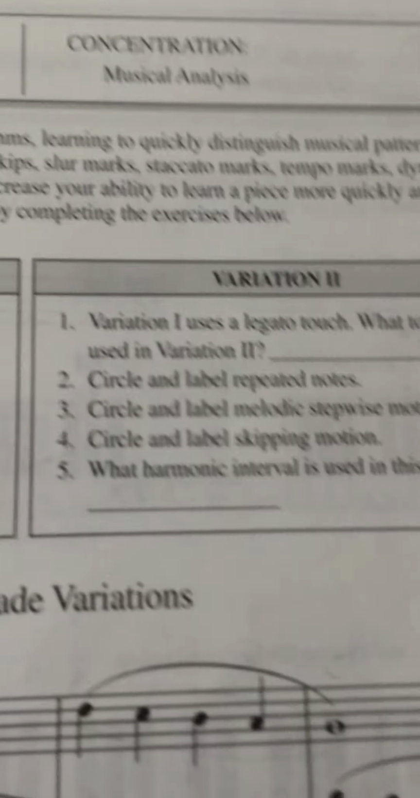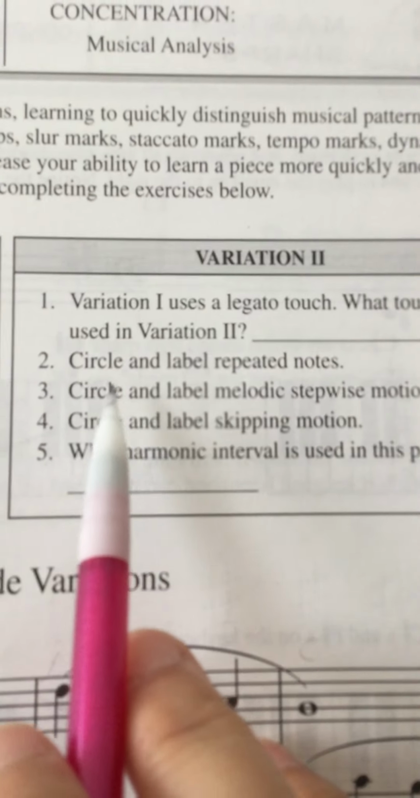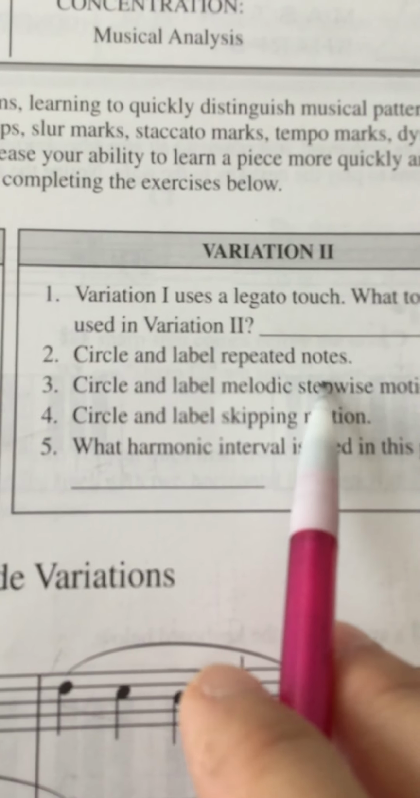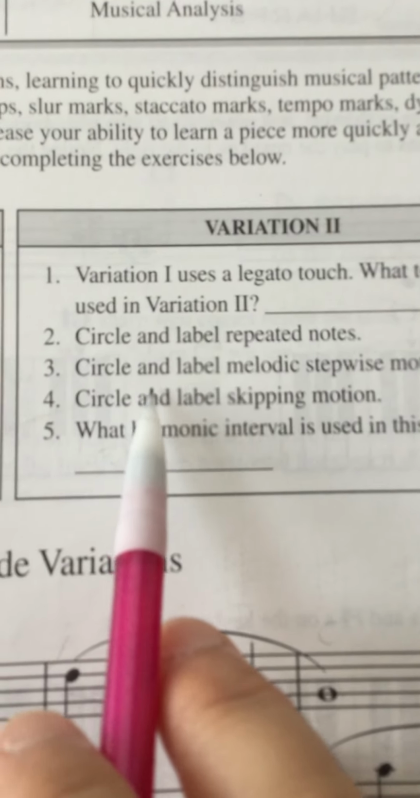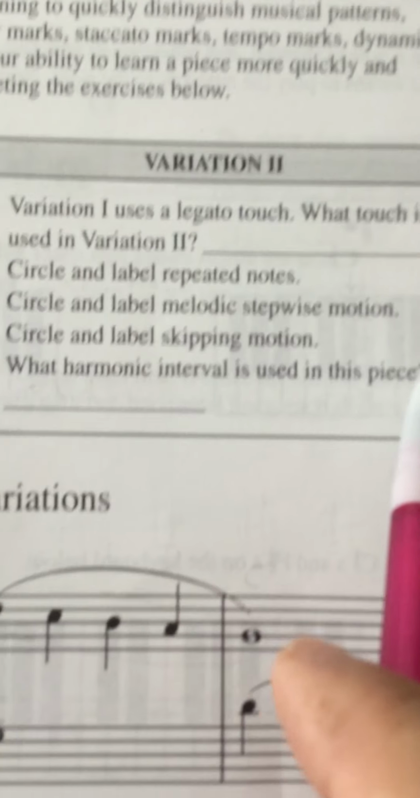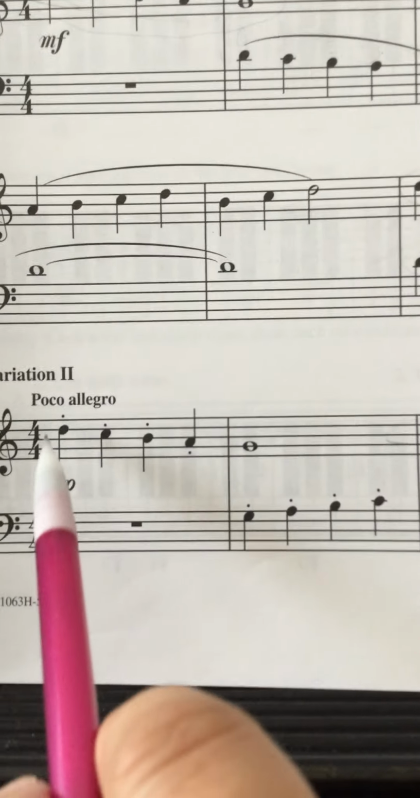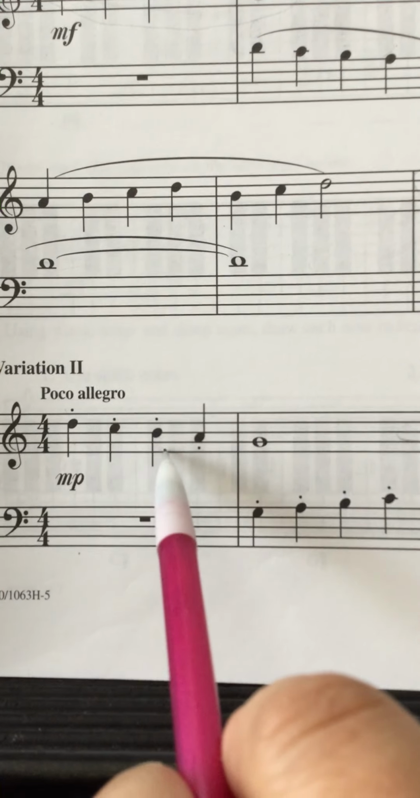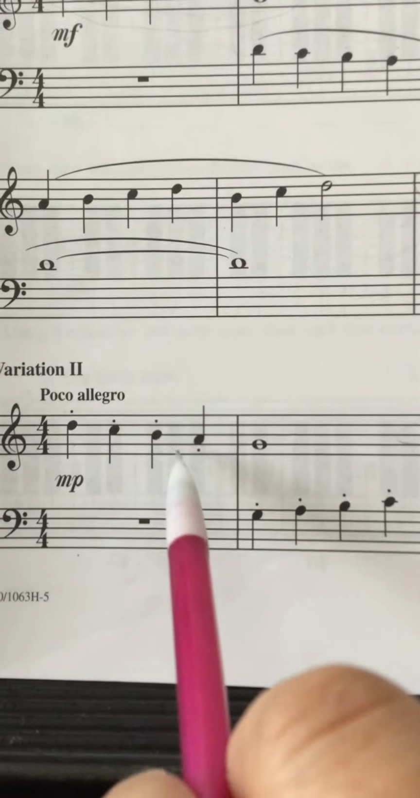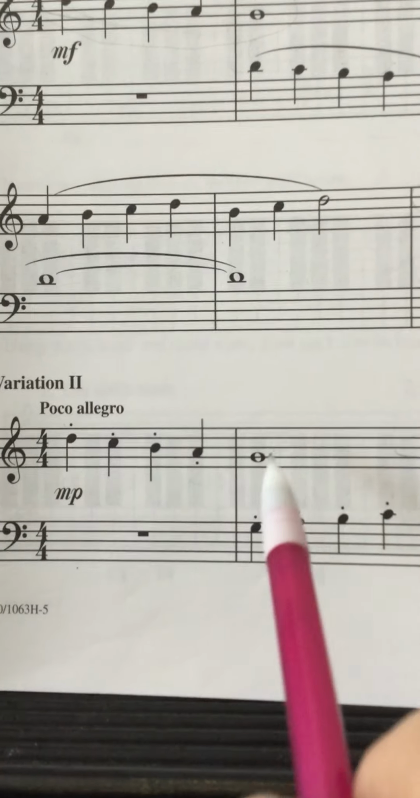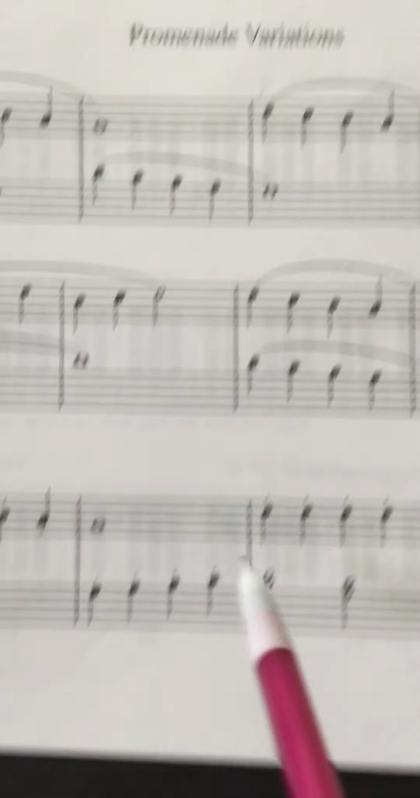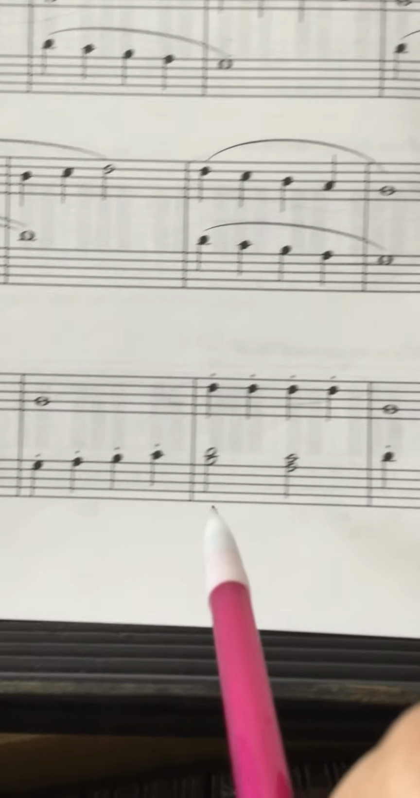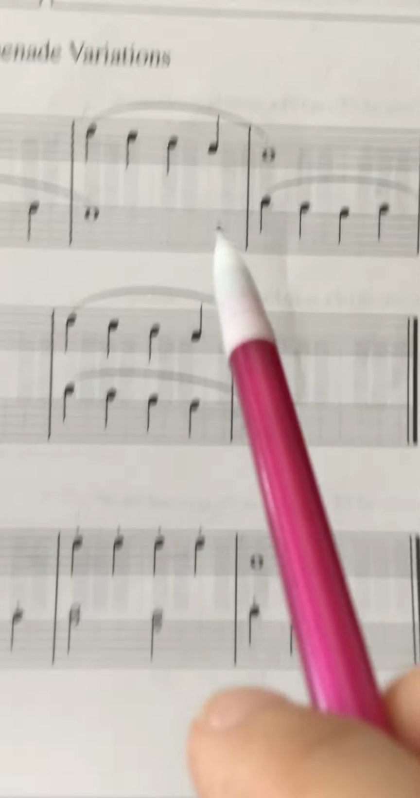All right, so we are looking still at these variation 2 questions. Circle and label the repeated notes. I think that'll make sense. It's just when you play the same note numerous times. Circle and label melodic stepwise motion. That means you're just moving like these ones. They're just moving one letter at a time. You're not skipping any fingers, not skipping any letters, right? So you can circle some of those. Circle and label skipping motion, right? So when you find them, circle it and then just write skipping motion.